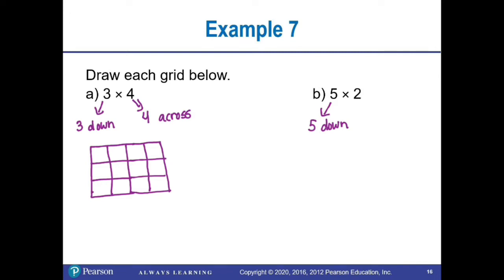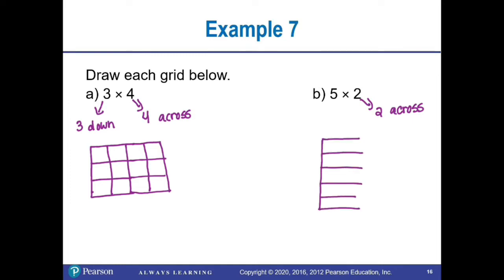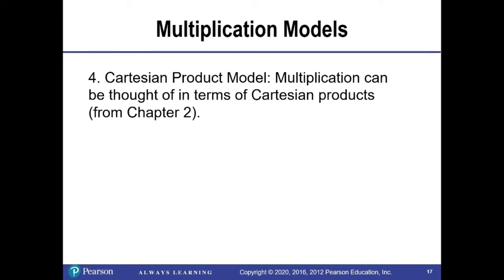For this one, we have 5 times 2 in part B. 5 tells us how many down, and the 2 tells us how many across. So I draw 5 down, I draw 2 across, for a total of 10. Our final model is our Cartesian product model.